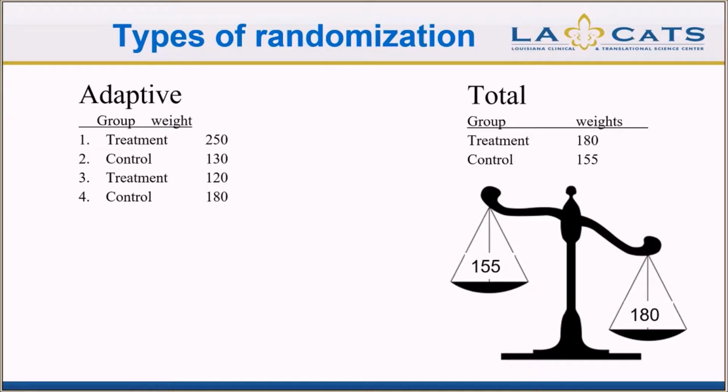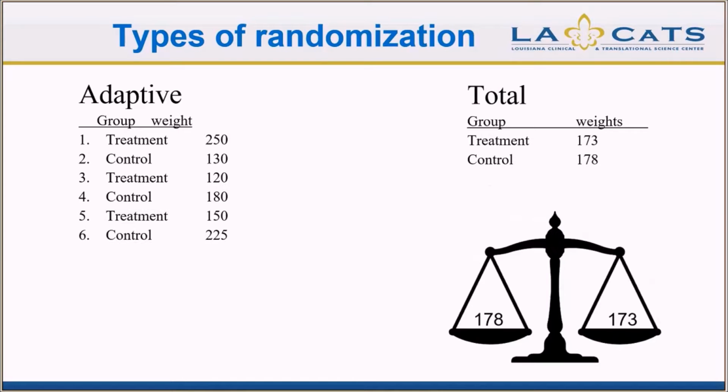And again, we have to do this iteratively. This is not something we can create beforehand. This is something that the statistician, every time a new subject comes in, needs to be told the weight, so then they assign the randomization. And then we get the last 2 in. So now we see almost no difference between starting weights. One group has 178 units, and the other group has 173 units.